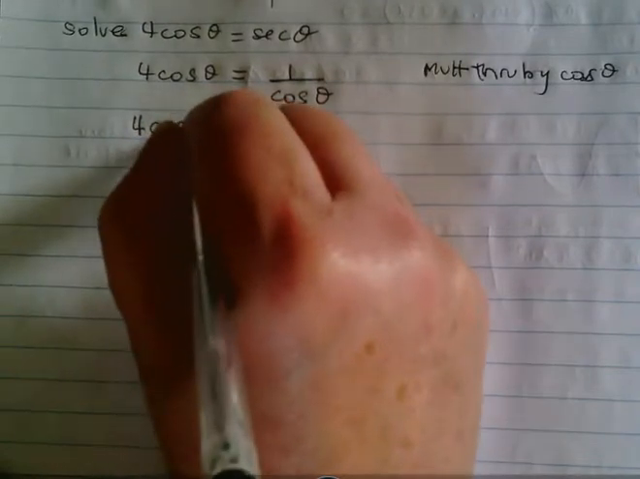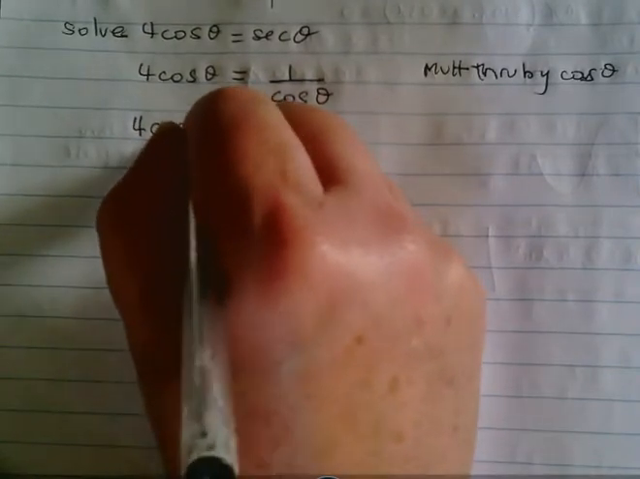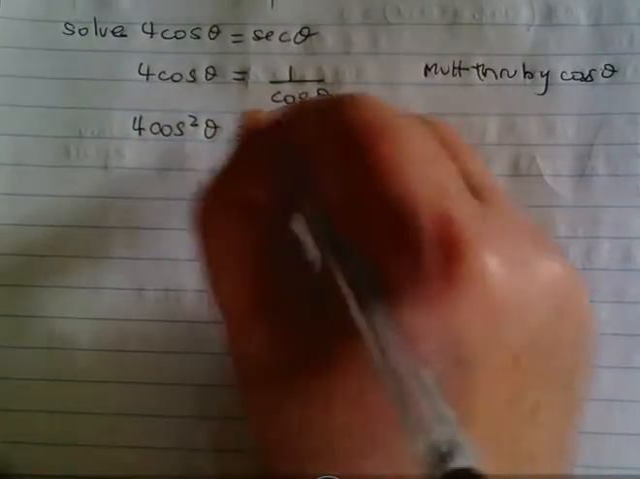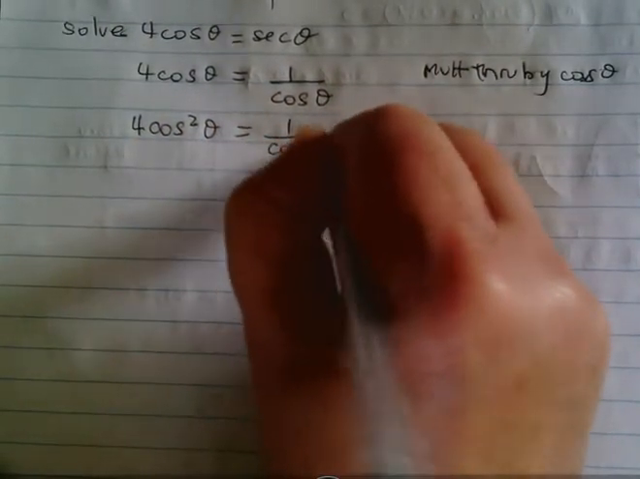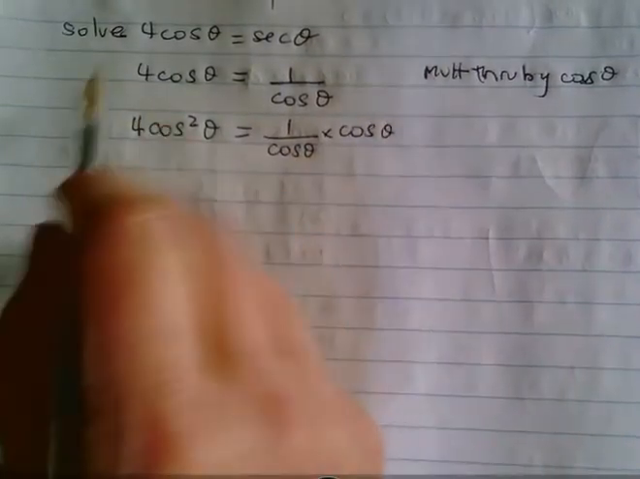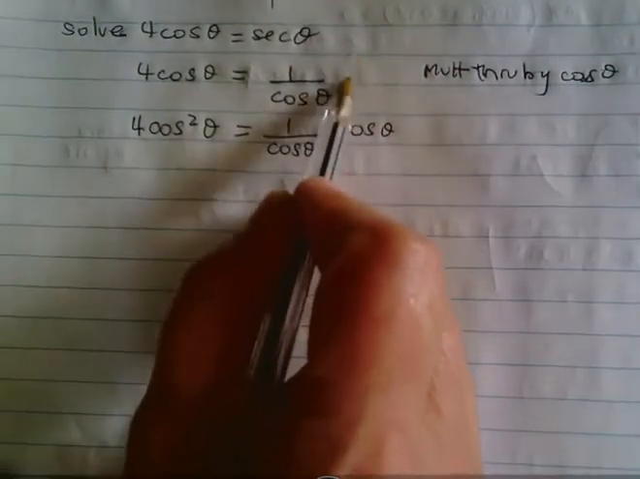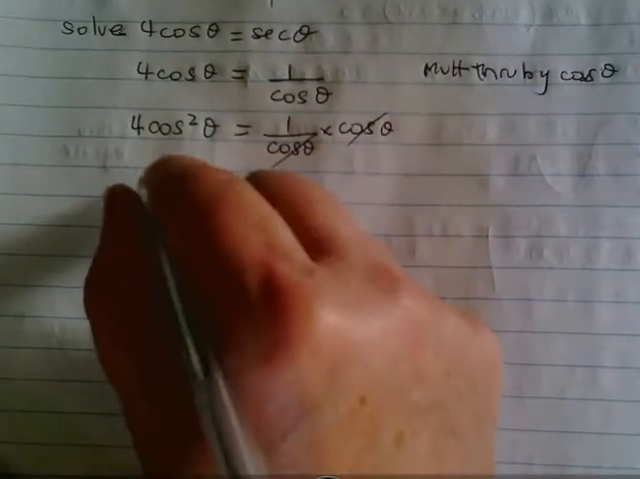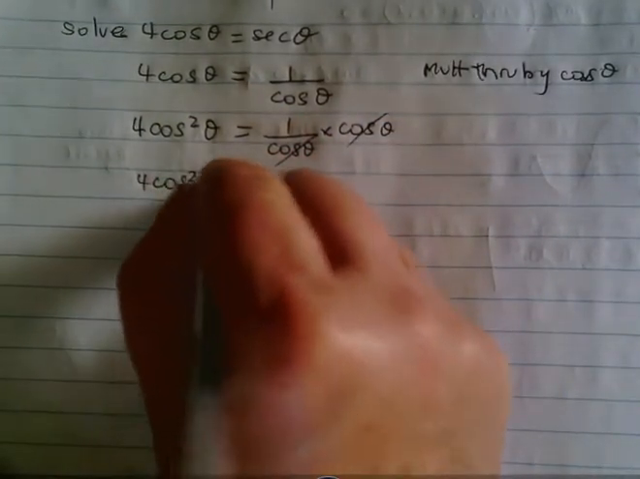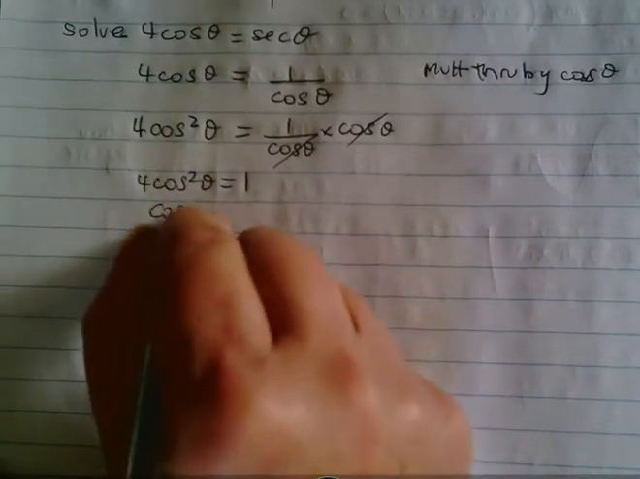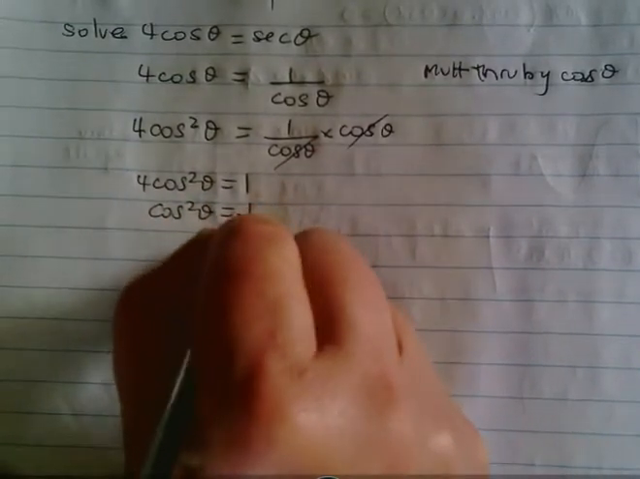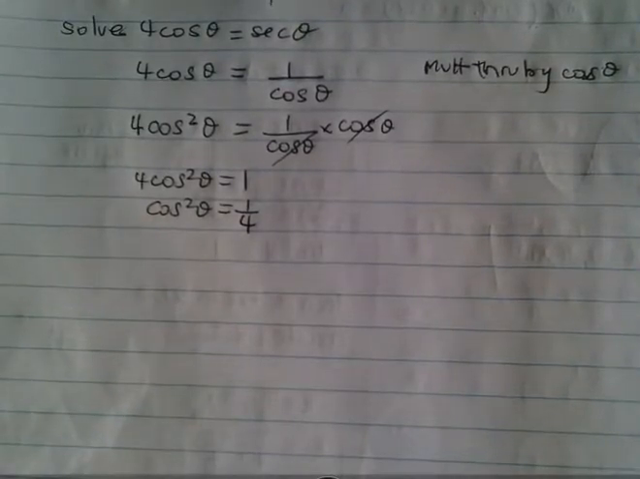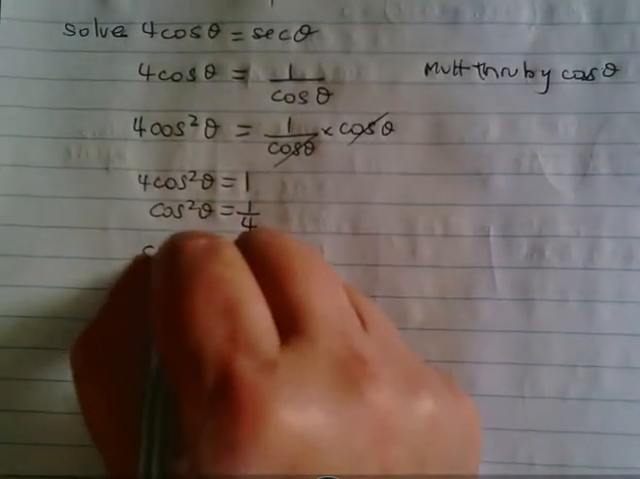That will give me 4 cos squared theta, because that's how I write cos theta times cos theta, equals 1 over cos theta times cos theta. Now when I multiply the left and the right hand side by cos theta, I get cos squared here, but these two cos thetas cancel. So what I've really got here is that 4 cos squared theta is 1. Now we need to rewrite that as cos squared theta is a quarter, but we don't solve for cos squared. We want to solve for cos theta.